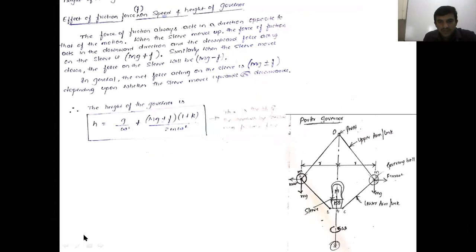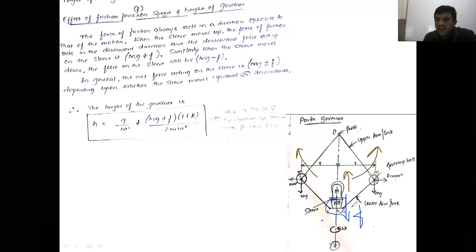If you consider friction, where the friction exists here, when the governor ball moves radially outward, the sleeve moves in what direction? Upward direction. Once the sleeve moves upward, what is the frictional force? The frictional force acts in the downward direction, that is F. Right? Now that frictional force is added to where? Added to this mg. Yes or no?